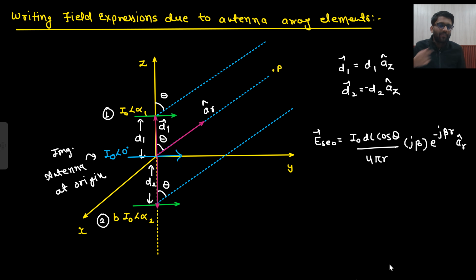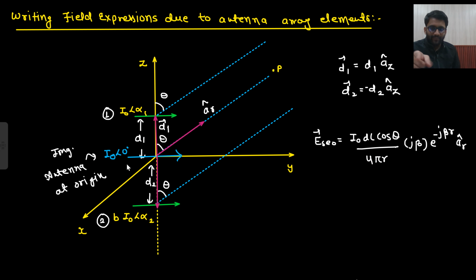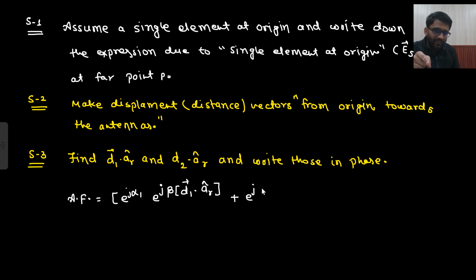d1 vector dot a_r cap, right? And now this has been done. This is because of antenna 1. Now the job of antenna 2 will come into action. So e to the power j. At the origin what is the phase? 0. Here what is the phase? Alpha 2. So e to the power j alpha 2, e to the power j beta.